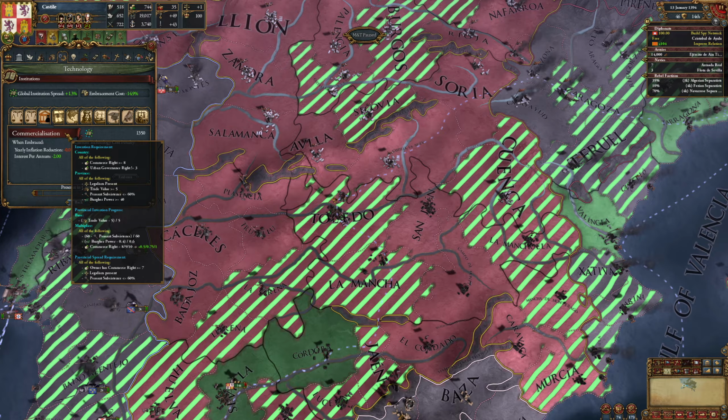Exclamation point equal means does not equal. The particular province you're trying to invent it in needs to have legalism, the other institution, needs to have a trade value of equal to or greater than 5. It needs to have a peasant subsistence value less than or equal to 60%. And it needs to have a burgher power of greater than or equal to 40.